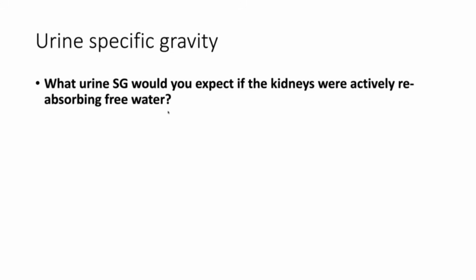Okay, so let's think. Actively reabsorbing free water means high ADH. If I had high ADH, what would be the urine specific gravity? So if you have high ADH, you will be increasing free water. What do you mean free water? Increasing free water where? In the collecting duct, so you will be decreasing the osmolarity in the serum, but increasing the osmolarity in the urine. Great. And so what would the urine specific gravity be? Yes, that's what I'm confused about because it is the same as the... Well, okay, so think about it.